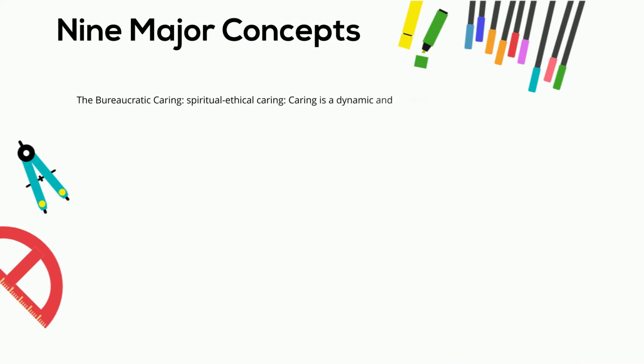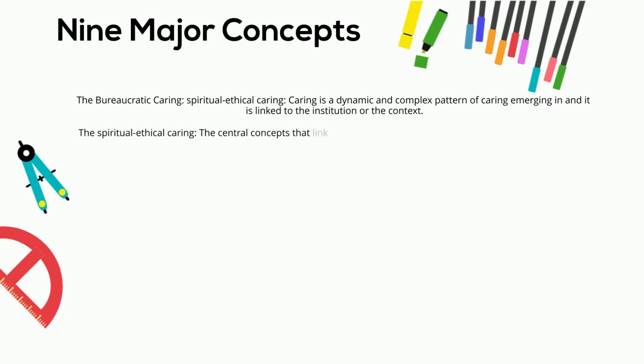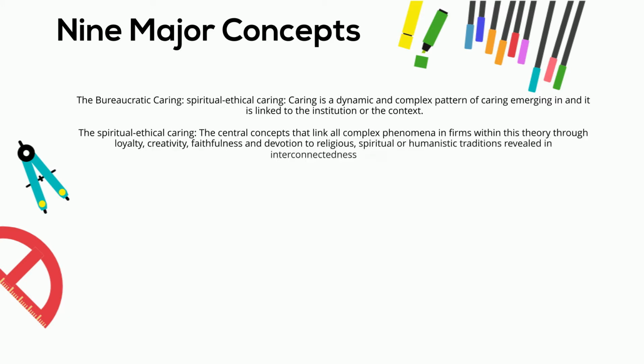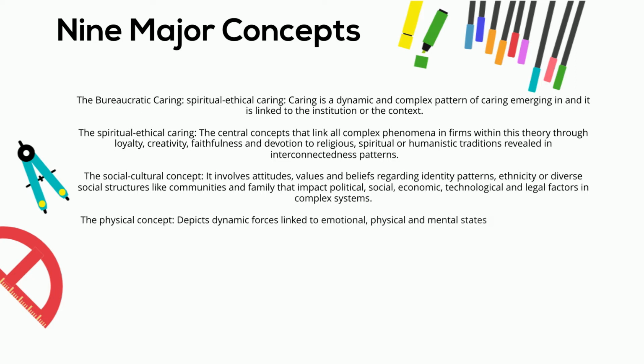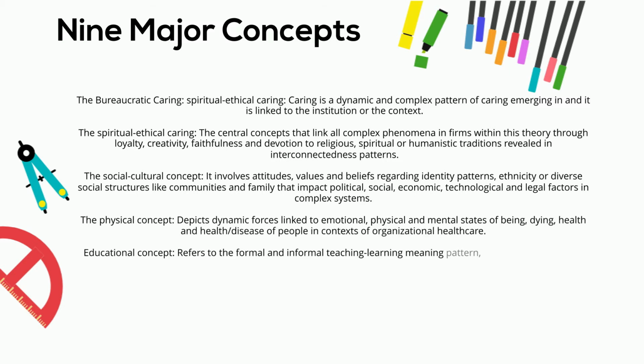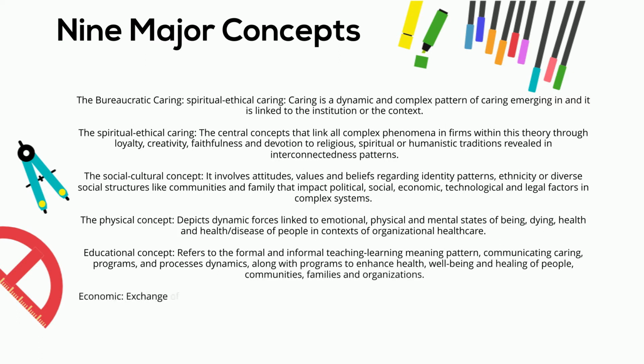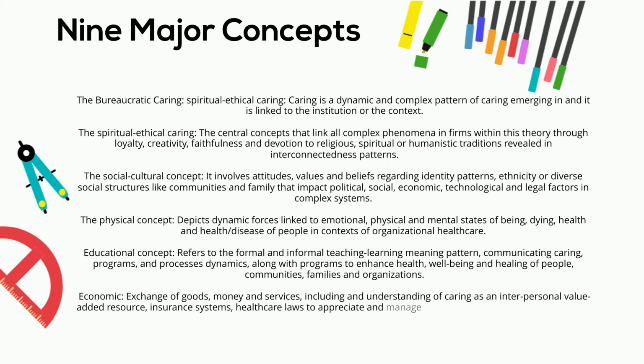The bureaucratic caring theory has 9 major concepts. Number 1, the bureaucratic caring. Caring is a dynamic and complex pattern of caring emerging in and linked to the institution or the context. Number 2, the spiritual ethical caring. The central concept that links all complex phenomena affirms within this theory through loyalty, creativity, faithfulness, and devotion to religious, spiritual, or humanistic traditions revealed in interconnectedness patterns.